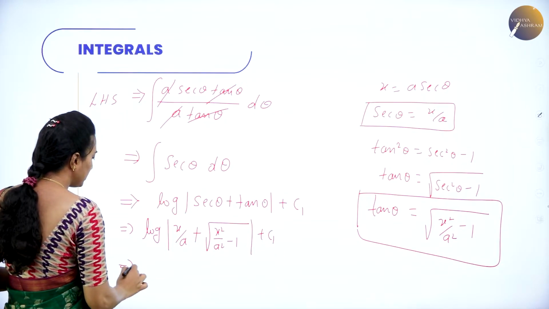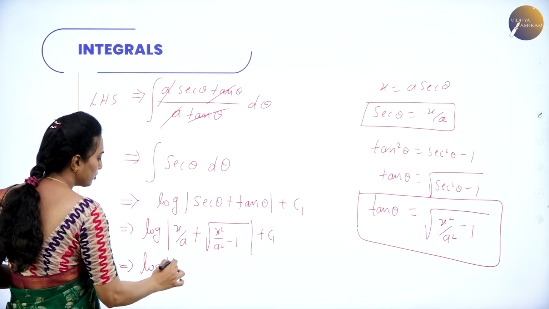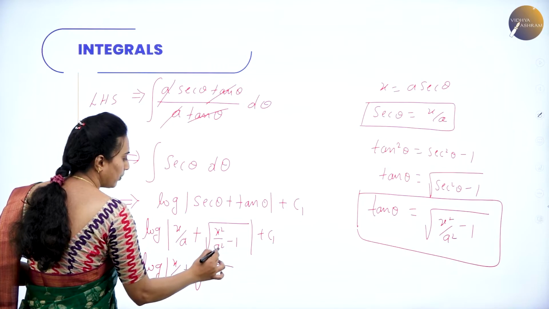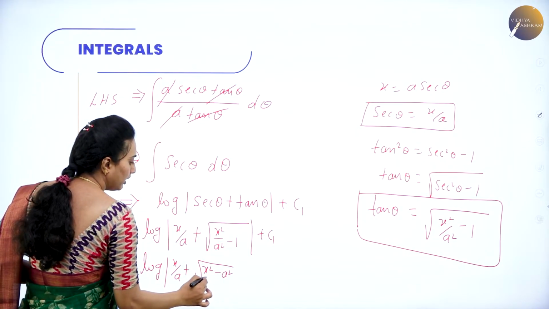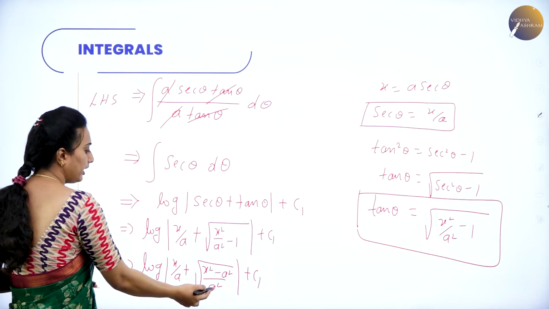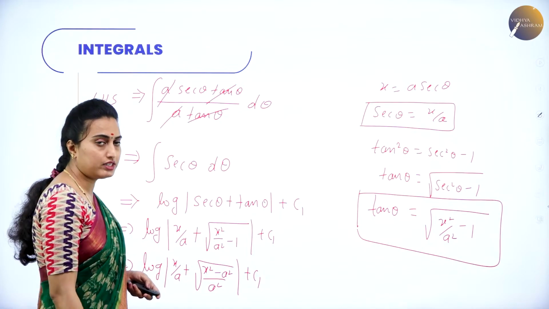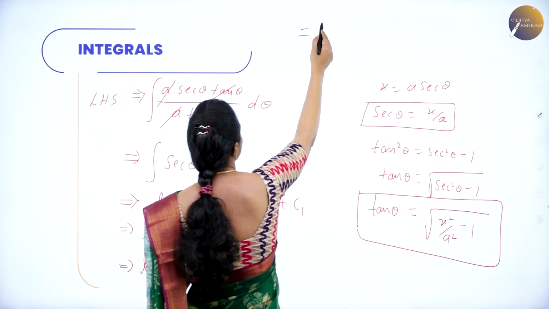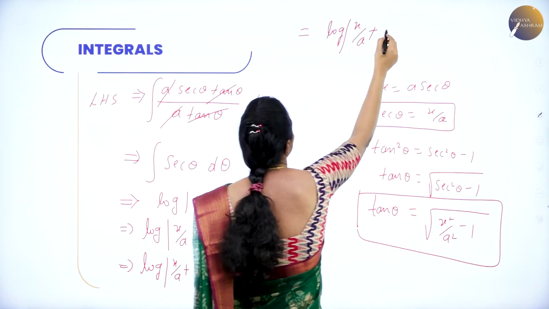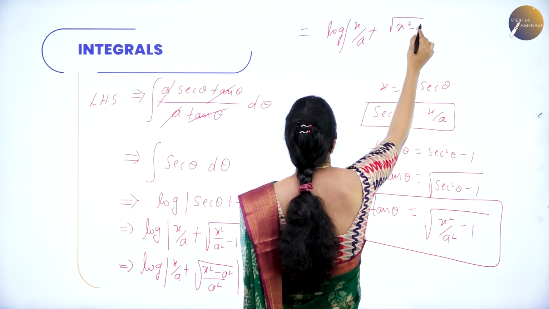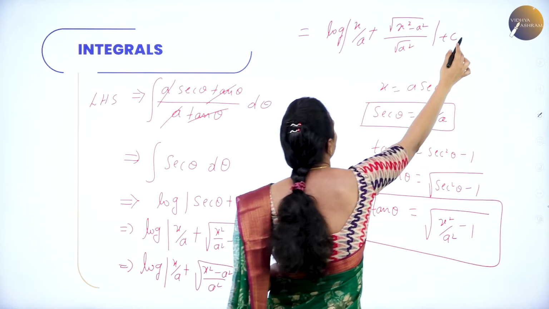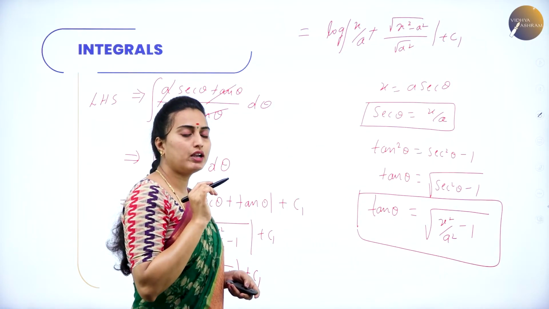Again, this can be written as, which implies log of modulus of x by a plus under the root of x squared minus a squared, see, LCM is a squared into 1 is a squared, divided by a squared plus c1. Now dear students, you can take under the root for both, right? Therefore, we can write it as log of modulus of x by a plus under the root x squared minus a squared divided by under the root a squared plus c1. Dear, under the root a squared will become what? It will become a only.